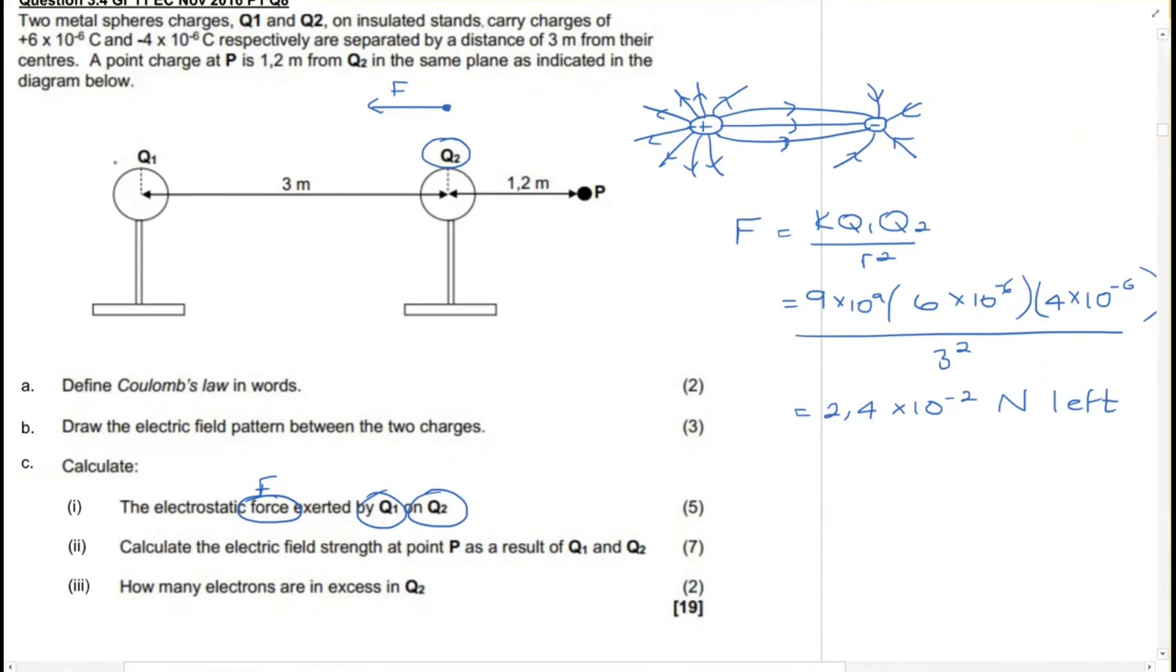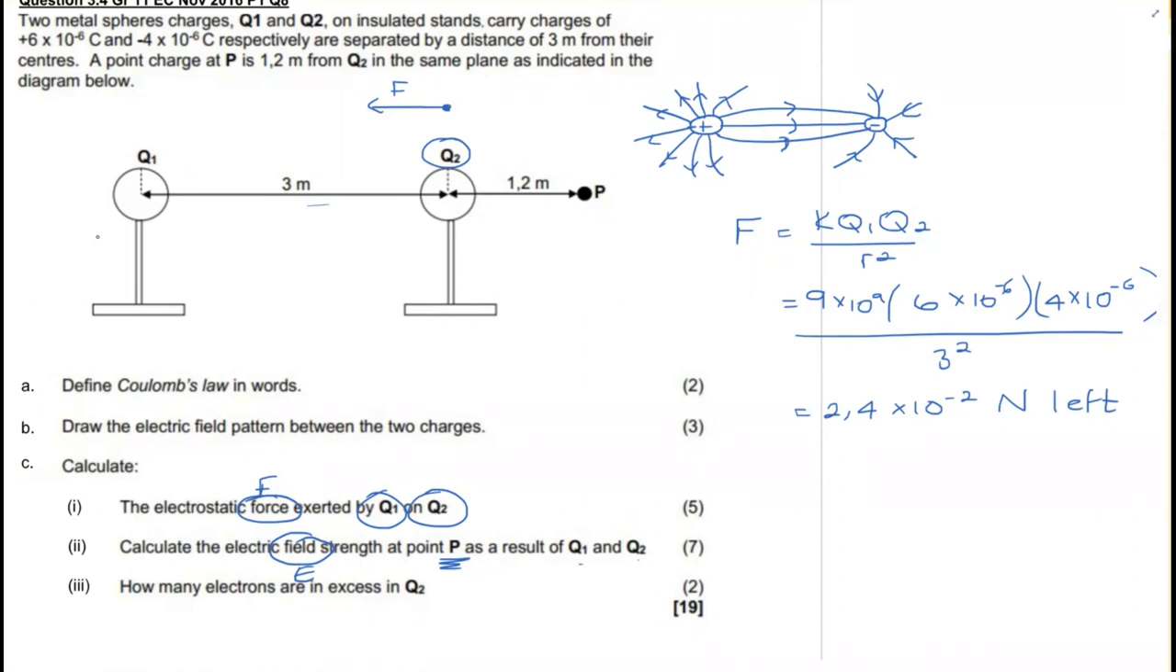The next question says calculate the electric field strength. Okay, highlight. Field. Field is E. Force is F. Field is E. The electric field strength at point P as a result of Q1 and Q2. So this is not, we just calculated the force between those two charges. We're now looking at a field at point P. Okay, so we've got to calculate the field of Q1 and the field of Q2 at that position, and then see if we must add them or subtract them.